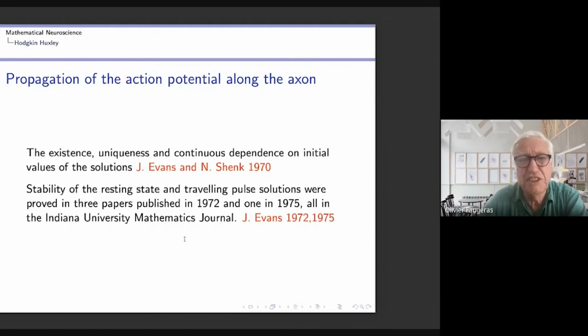In 1970, he proved existence, uniqueness, and continuous dependence on initial values of the solutions of these equations. And then he also looked at the stability of the resting state, traveling pulse solutions, and propagation of the action potential. He proved all this in papers published in 72 and 75, all in the Indiana University Mathematics Journal. And this is all, I insist, deterministic. But this was an important analysis of the PDE of the Hodgkin-Huxley model.